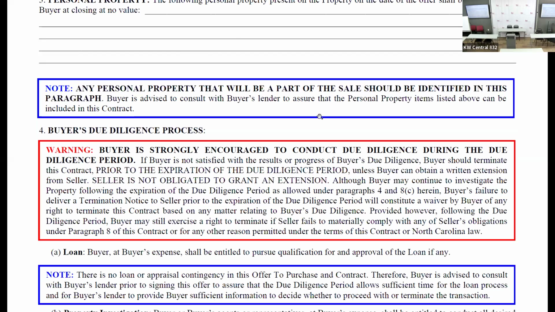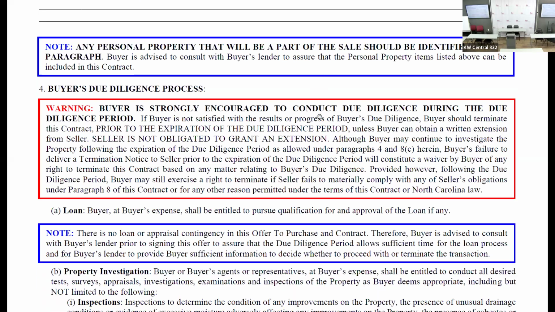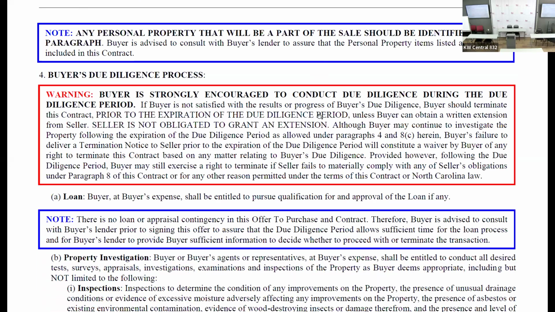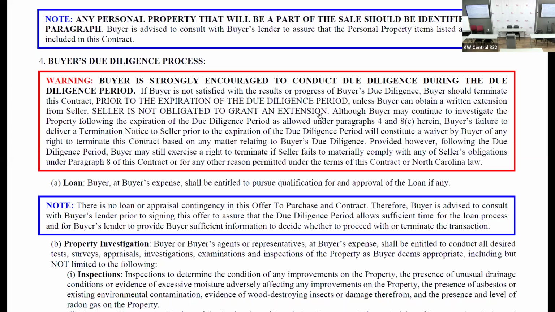Buyer due diligence process: the Real Estate Commission did a really good job. Anything that is a big deal, they put it in bold and they outlined it. They put it in a colored box. So those are things that you definitely need to make sure that you are reviewing with your client.